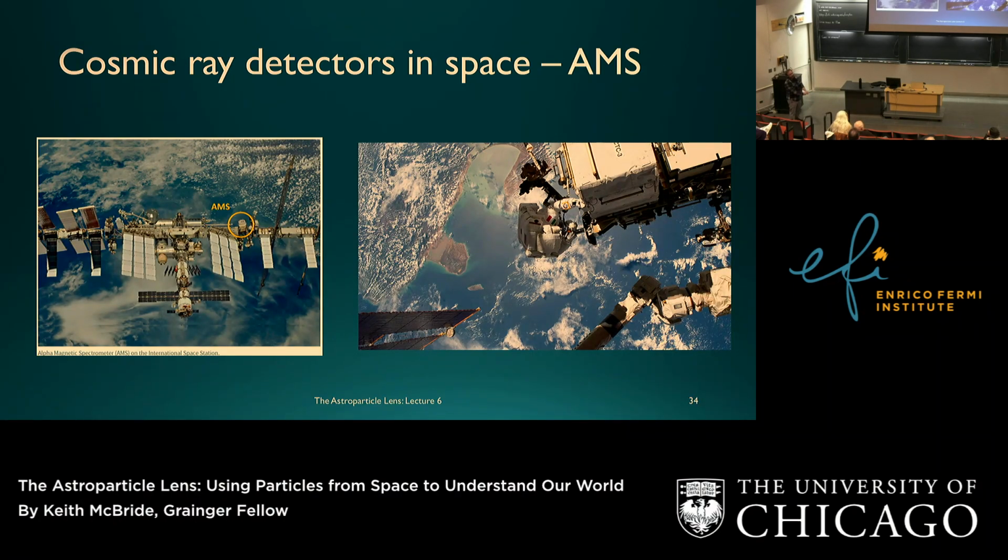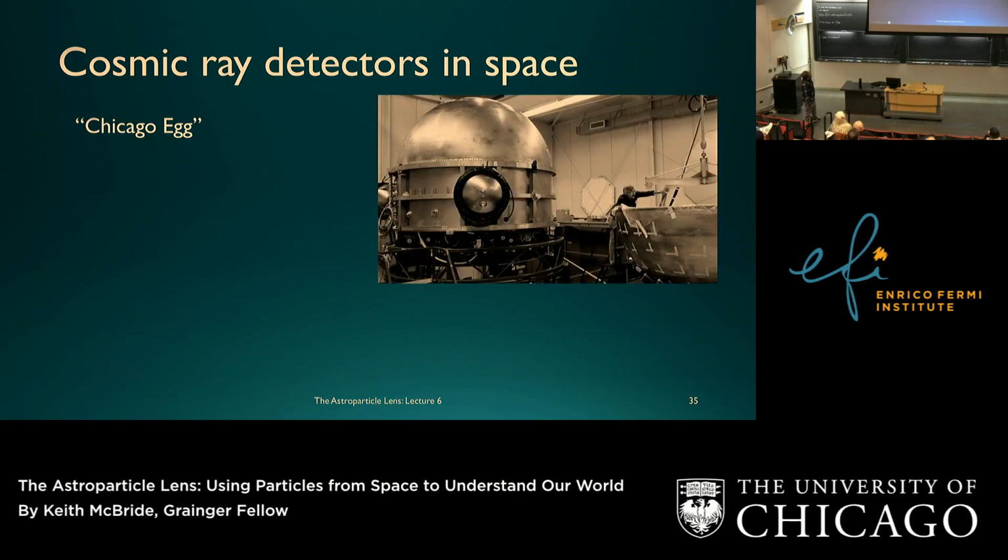And there are many other cosmic ray detectors that we have in space. One of those I want to highlight is the Alpha Magnetic Spectrometer, which is on the International Space Station here. One of its spacewalk maintenance pictures is shown at the right there, which is pretty cool. But the one I really want to talk about is the Chicago egg. So those of you might know about the Chicago egg, but I'll try to give you a little bit of history that you don't know.